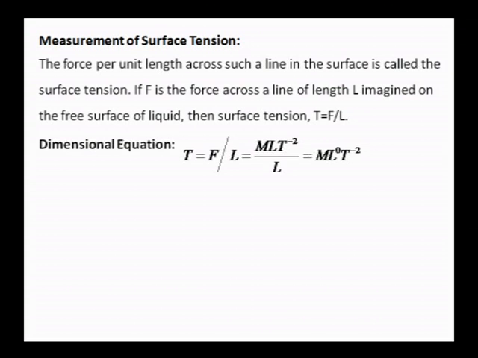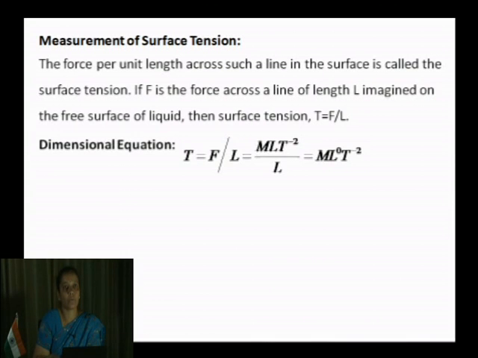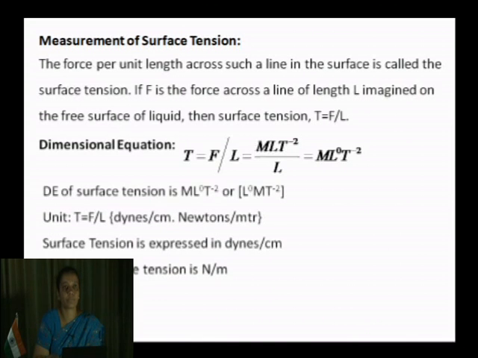The dimensional equation T is equal to F by L is calculated as follows. The dimensional formula for force is M1 L1 T minus 2, and that for length is L1. So, the L and L get cancelled out. We get the dimensional formula for surface tension as M1 L0 T minus 2. The unit of surface tension is, the SI unit is newtons per meter and the CGS unit is dynes per centimeter.